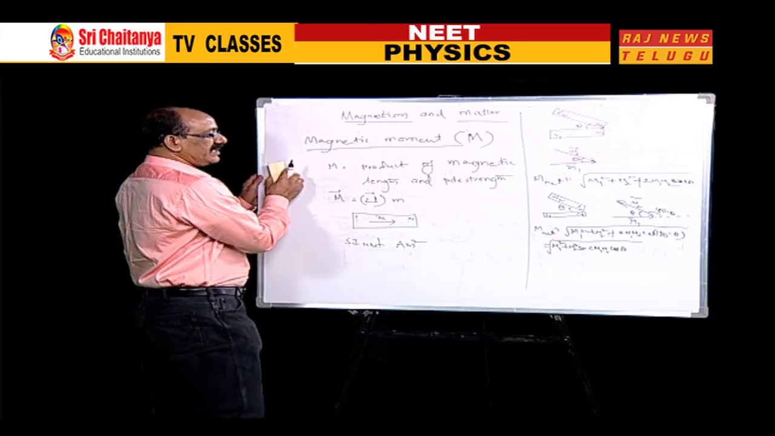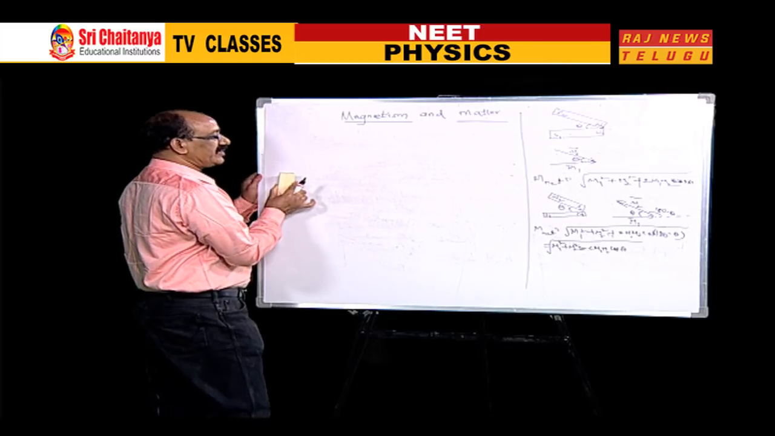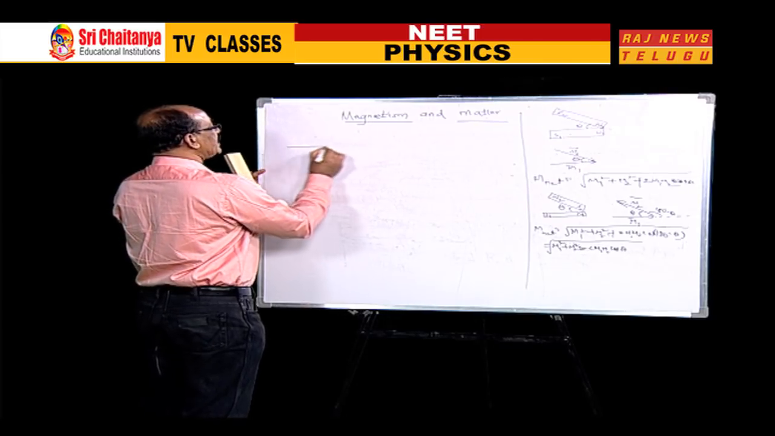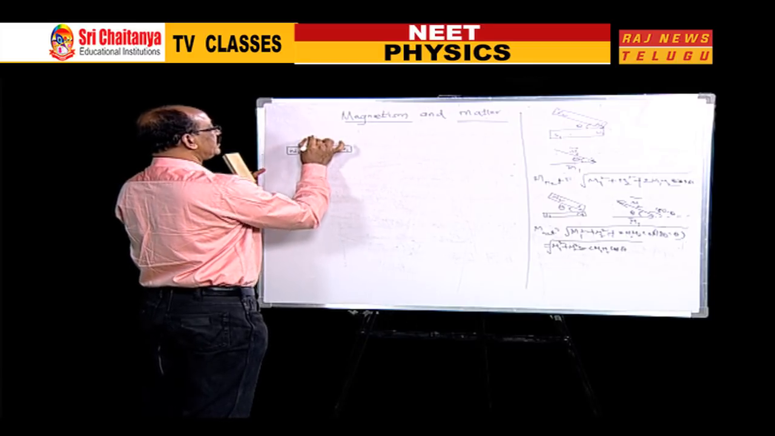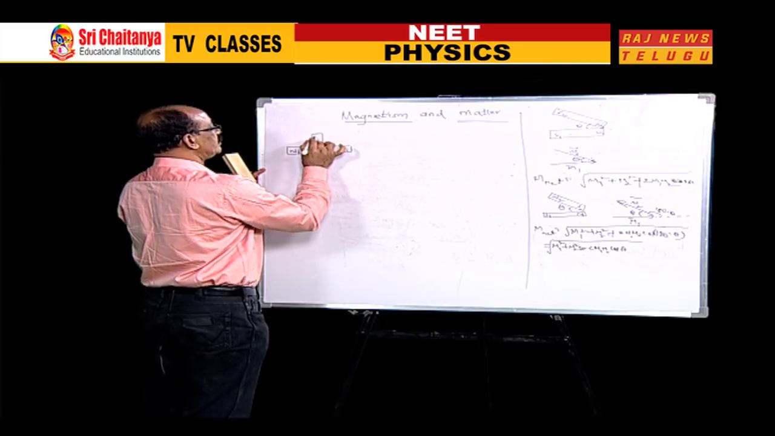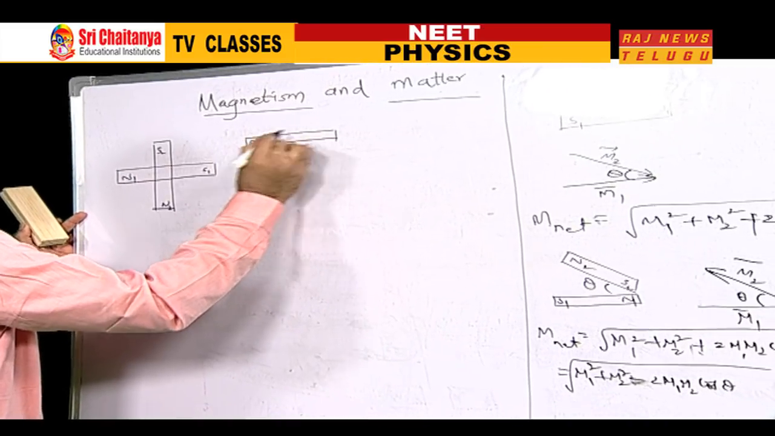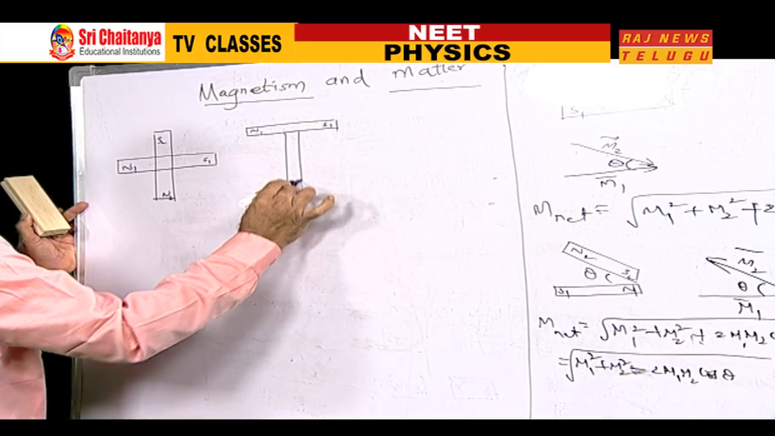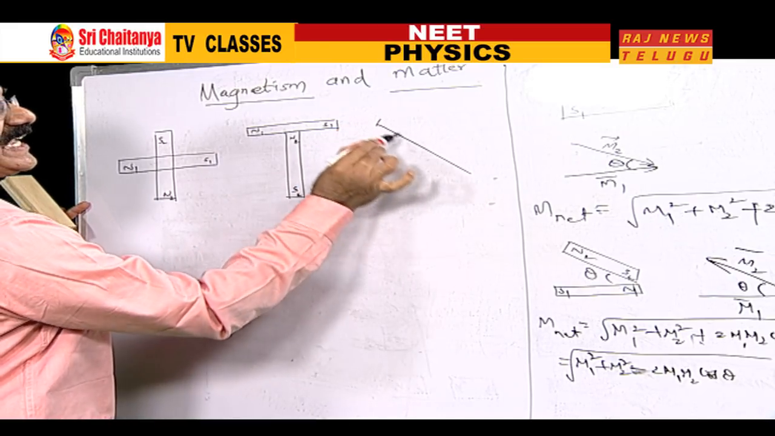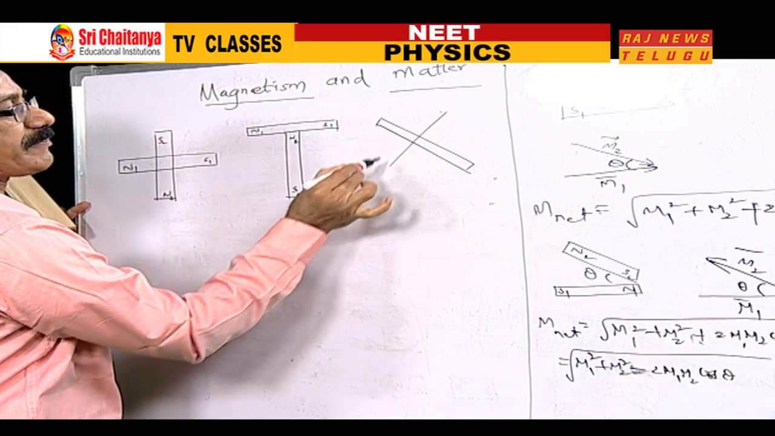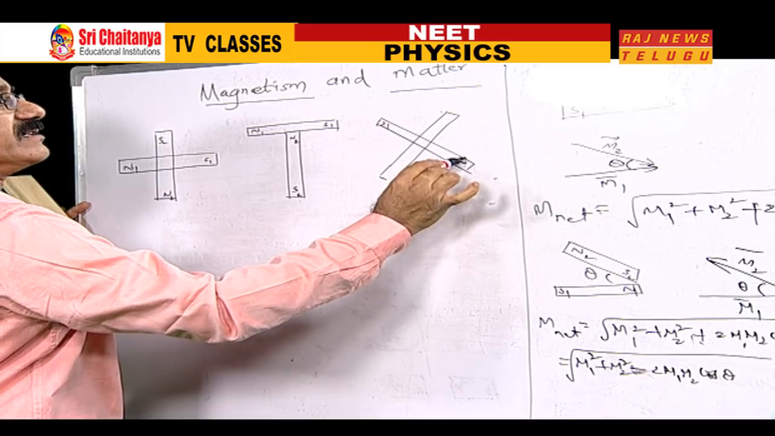Now, if you have two magnets of magnetic moments M1 and M2 arranged perpendicular to each other, that is, in the form of a cross, N1 S1, N2 S2, or in the form of the letter T, or in the form of the letter X, in all these cases the magnetic moments are oriented at 90 degrees.